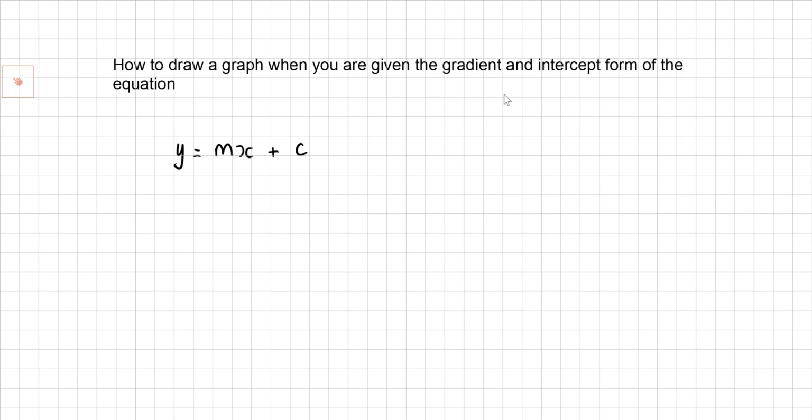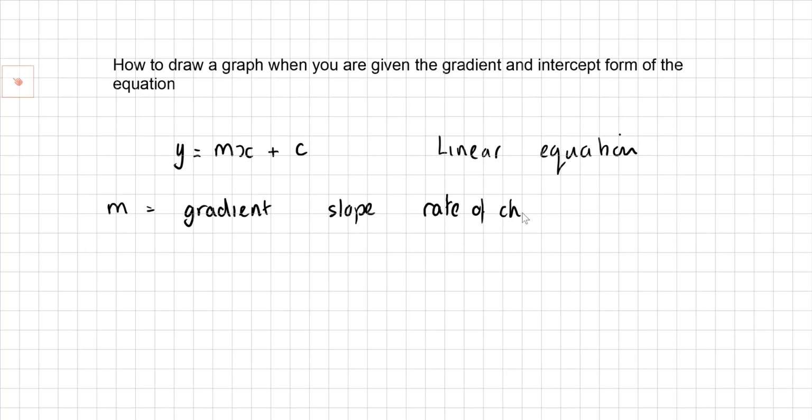Right, so I should expect the title. Alright, what we're doing. We've got the general form, and this is for a linear equation. Okay. What does m tell us? The gradient. Yeah. What's another name for gradient? Slope. Yeah. Another name? What does it represent? Yeah, got this down. The rate of change.